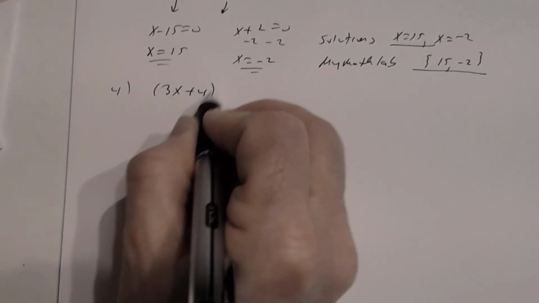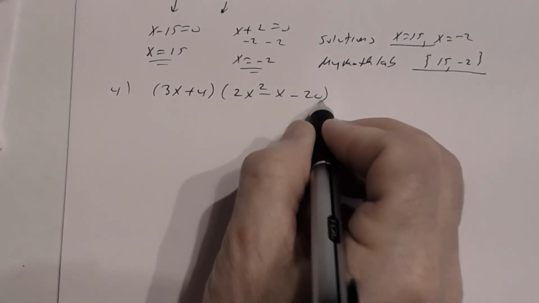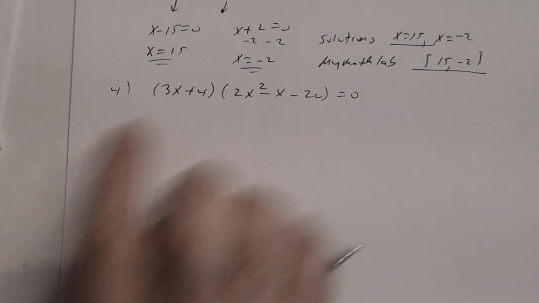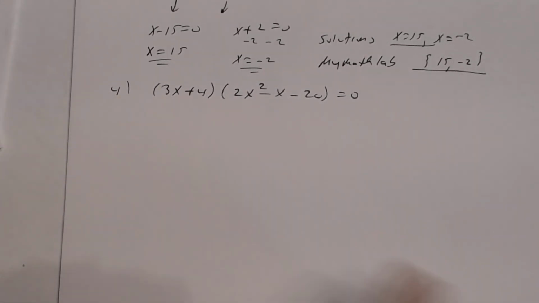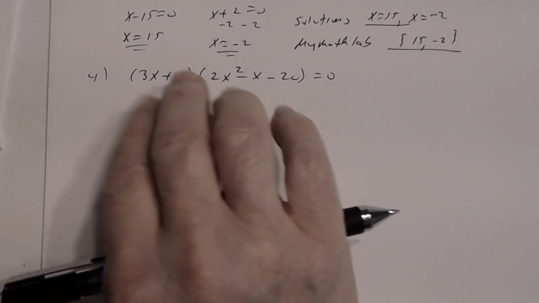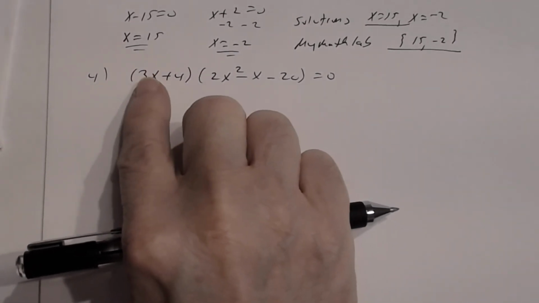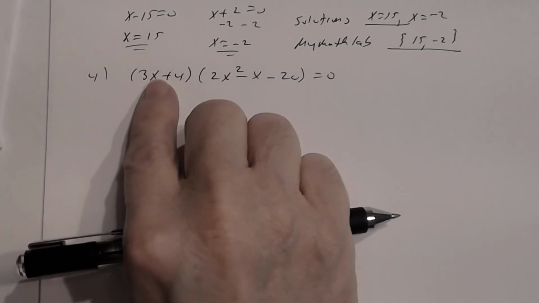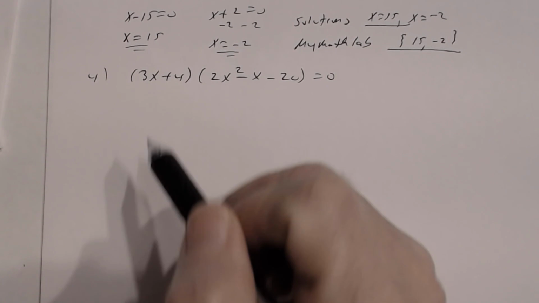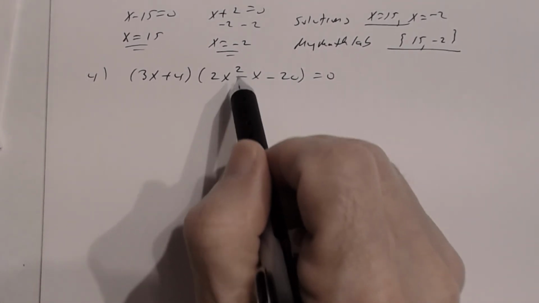3x plus 4 times 2x squared minus x minus 20 equals 0. And so if you notice, that kind of throws students off a little when it looks like this, because when you set each factor equal to 0, if you go back to all our problems, each factor was a linear factor. The largest exponent was a 1, x to the first power. If you look at this factor, it is a trinomial, and the largest exponent is a 2.